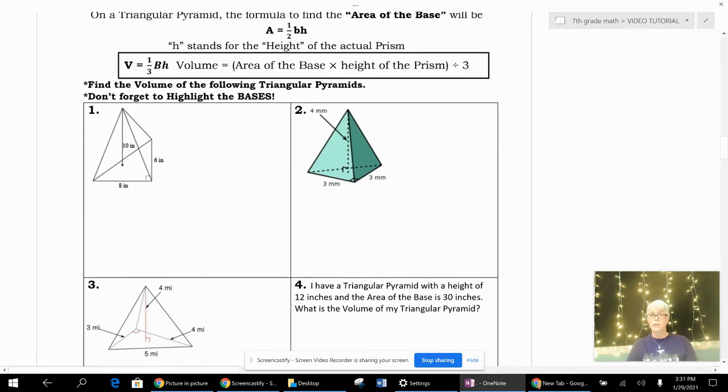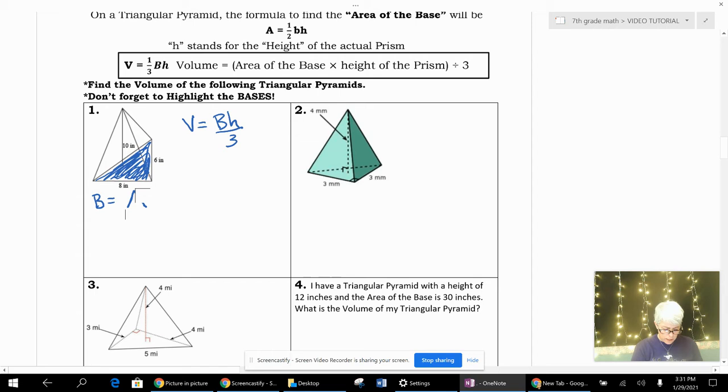So I'm going to look at my very first shape here. And oh my gosh, it's a pyramid. I can tell by the point on the top. And I'm going to go ahead and shade in the base. So I'm going to write the formula, big B, should have probably done this first. And now we need to figure out what is big B. So big B, what is it?